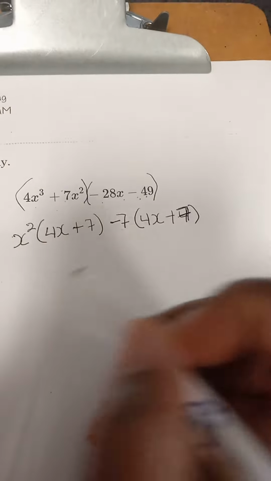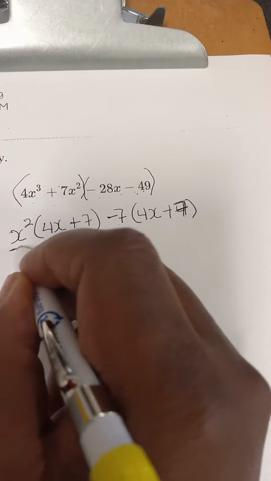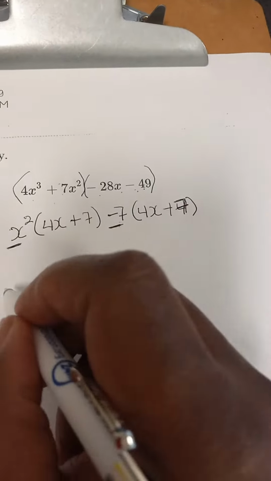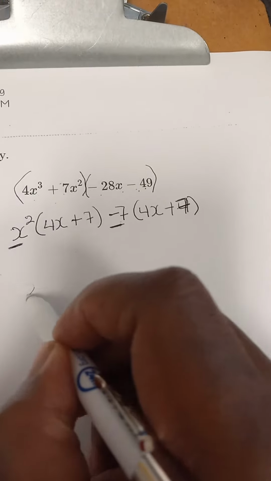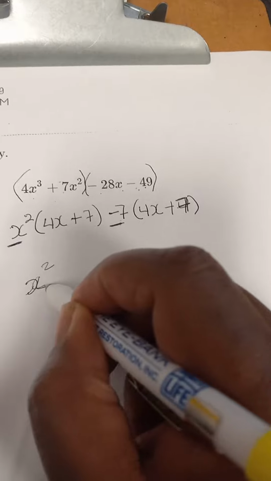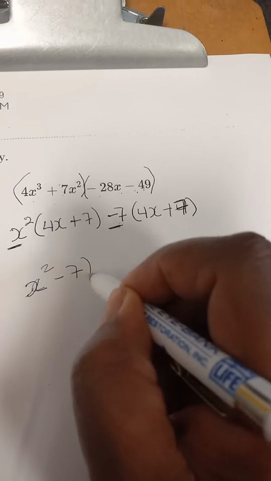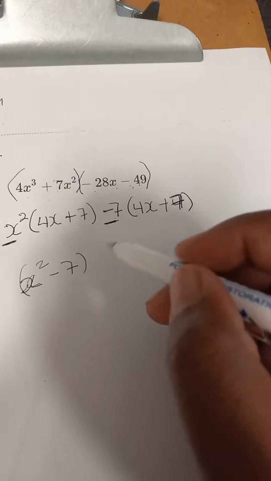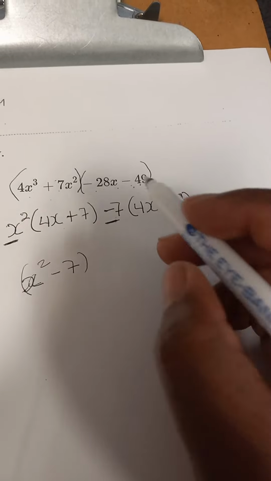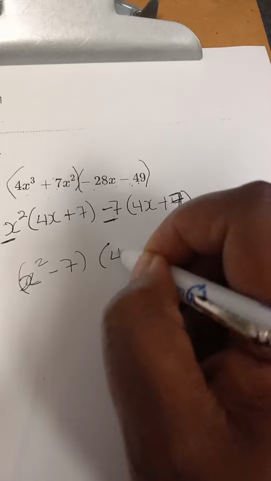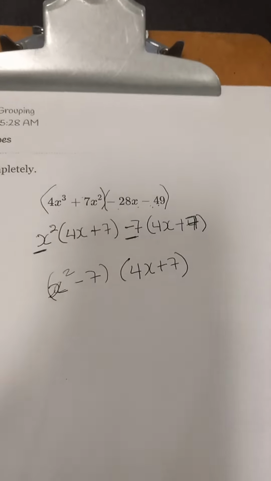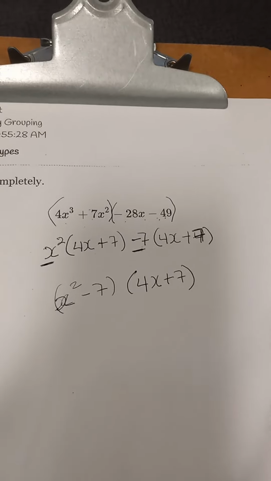So we are going to have our x squared and over minus 7. So that's x squared minus 7, put in the parentheses. And then we're going to factor out the 4x plus 7. So we have two of those, so we're going to factor out one. So it's equal to 4x plus 7 times x squared minus 7. And that is your final answer.